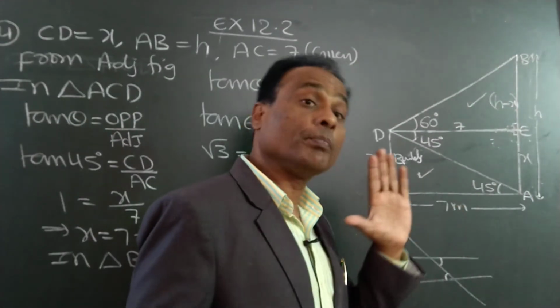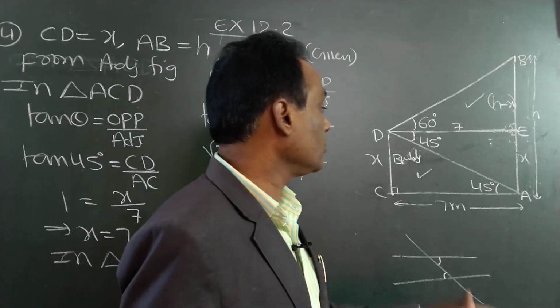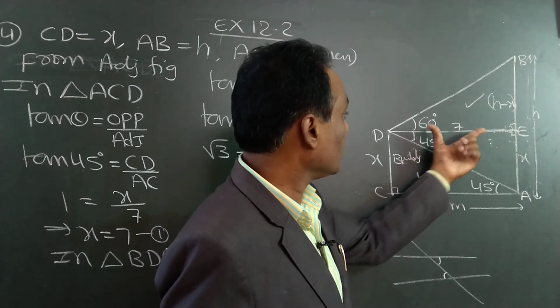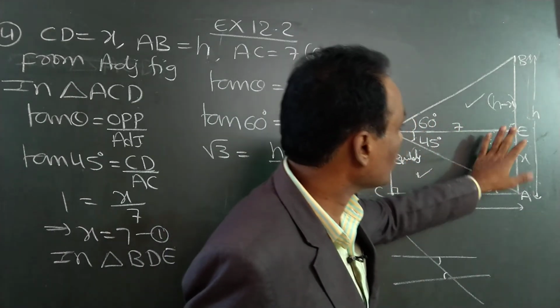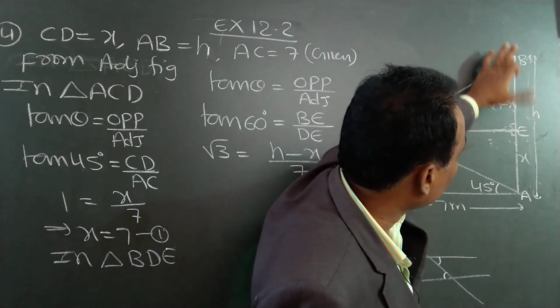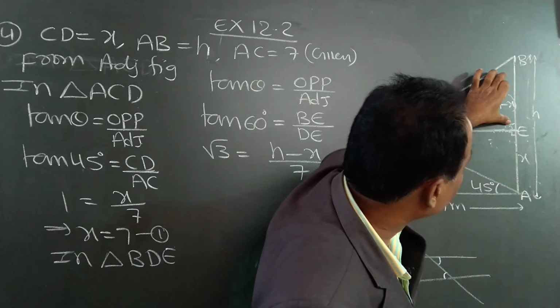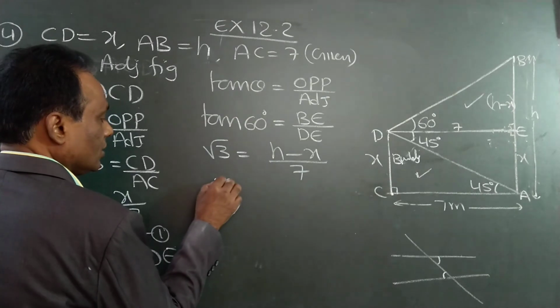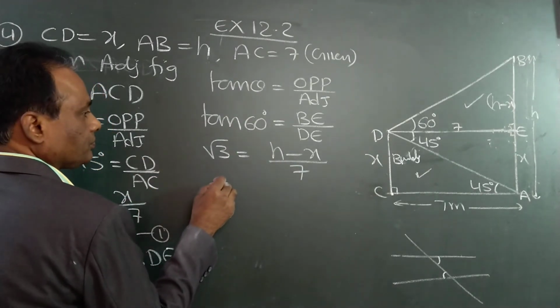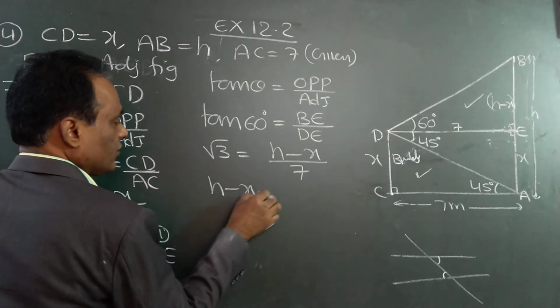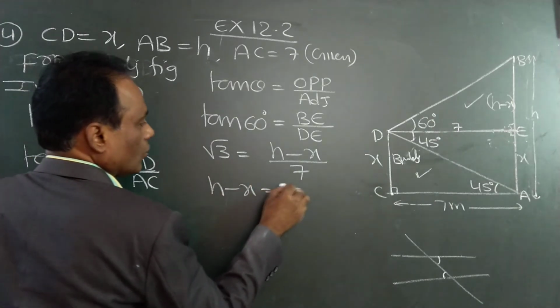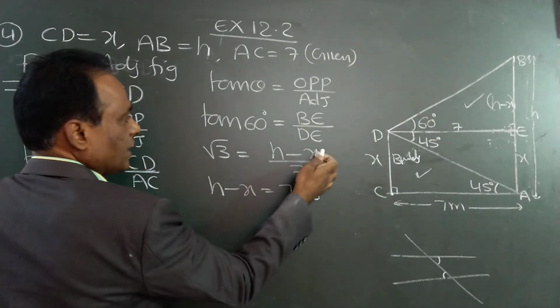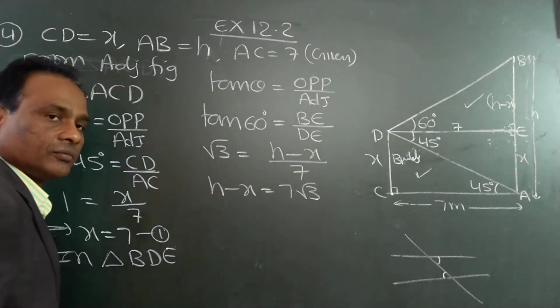Draw the big figure, a very big diagram. If this is 7, this will be 7. If this is x, this will be x. I am taking this triangle. Opposite is h minus x. Adjacent is 7. Cross multiply. H minus x is equal to 7 root 3. See here, h minus x is equal to 7 root 3.